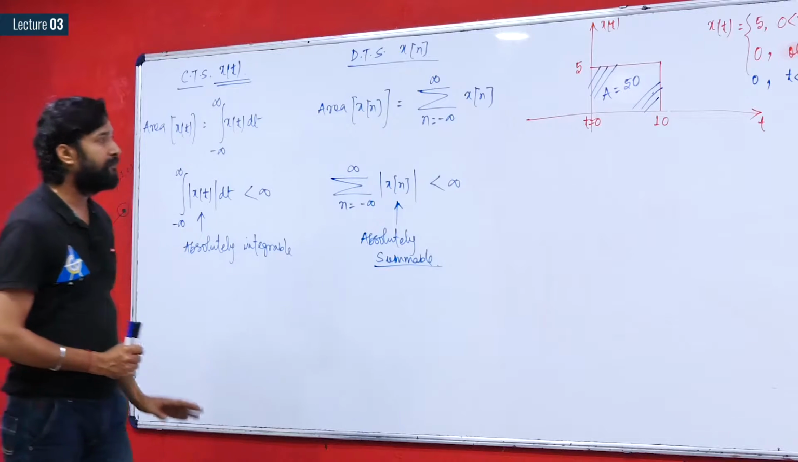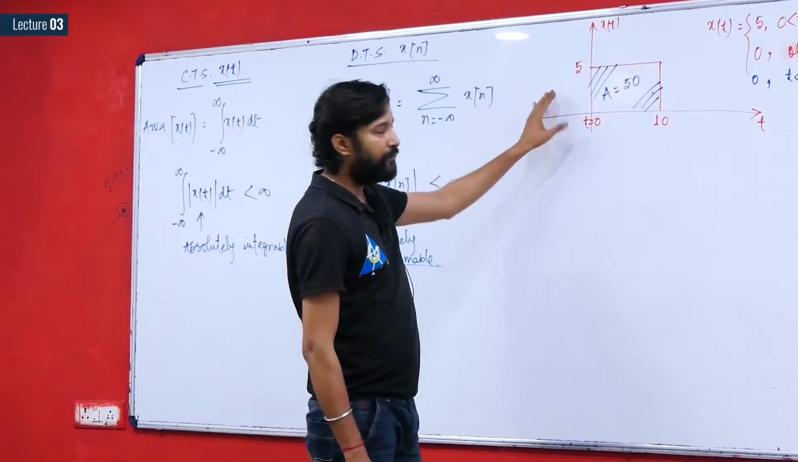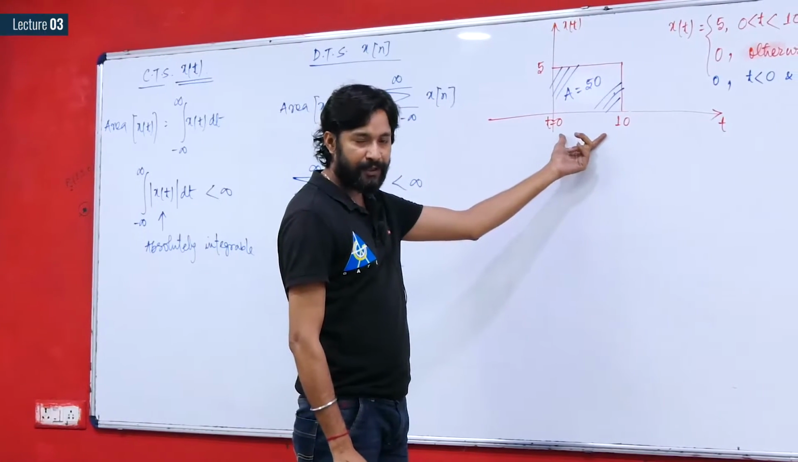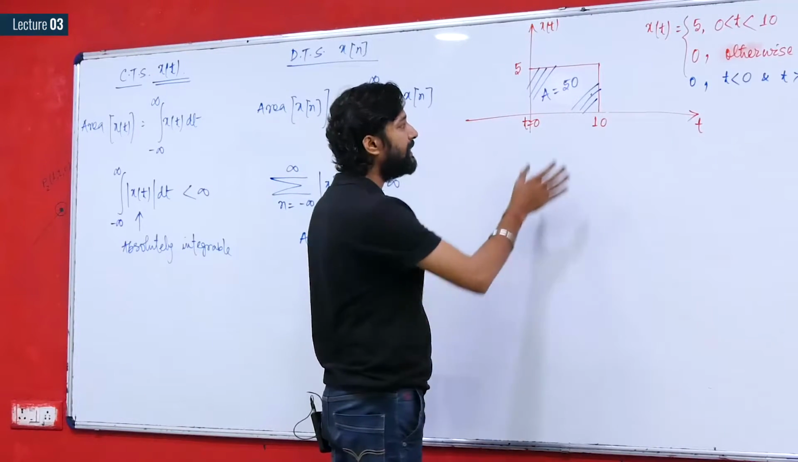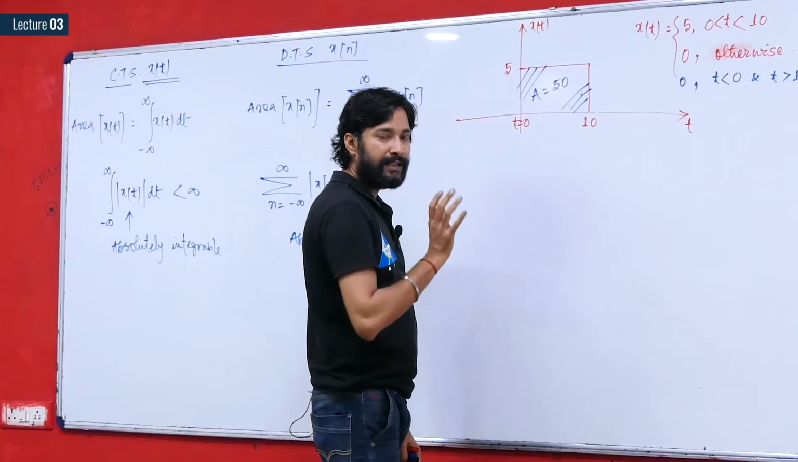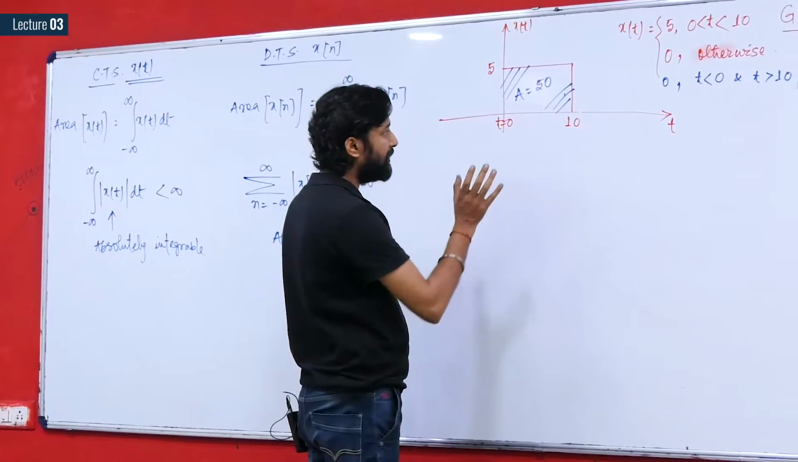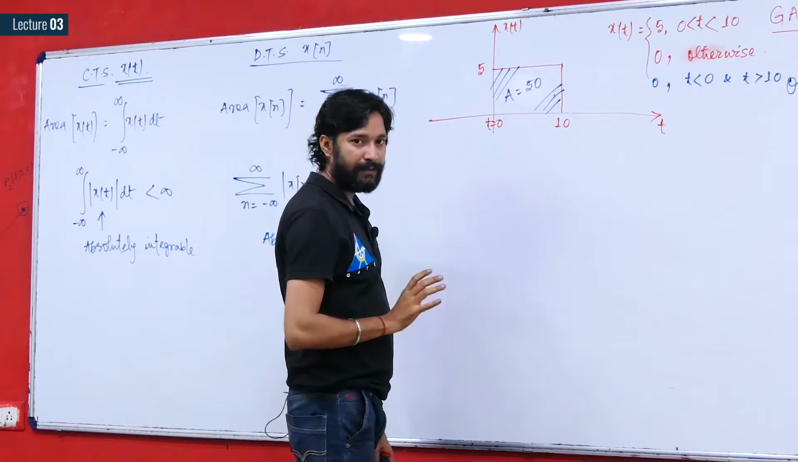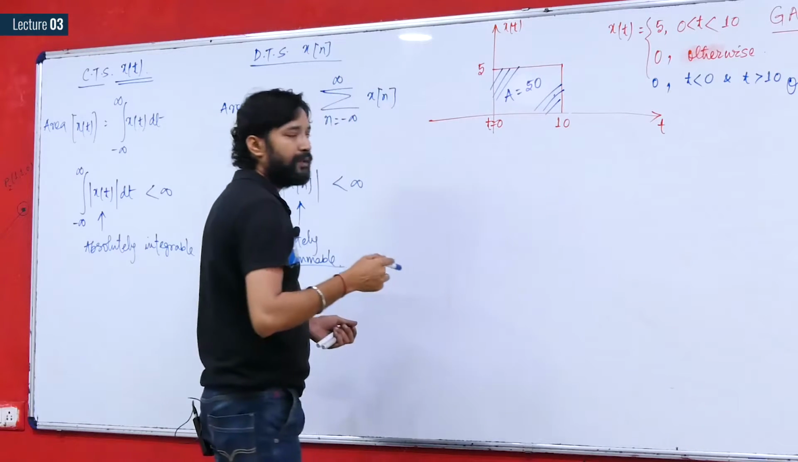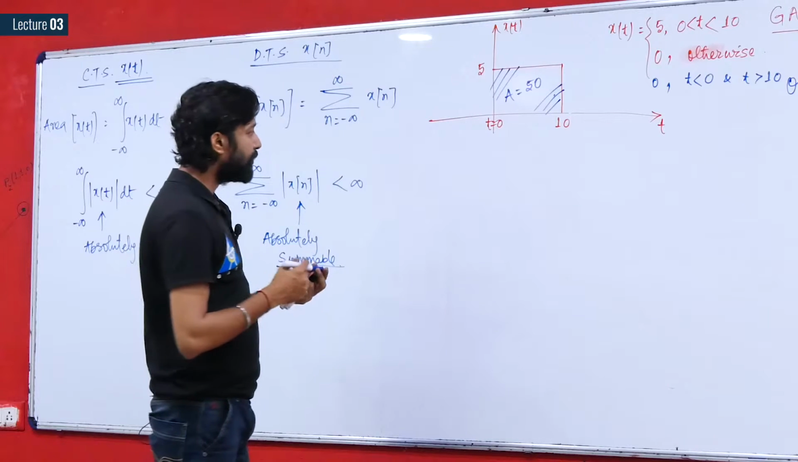Therefore you can say that it is a continuous time signal which is limited in time. You can also say that this signal is existing only for a finite duration, therefore it is a finite duration signal or a limited in time signal, and for this signal the area is 50 and this signal is absolutely integrable also.